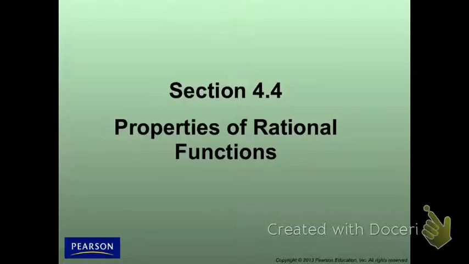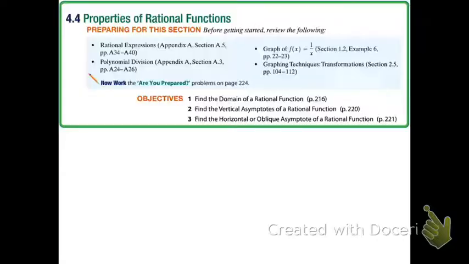Well, we've reached the halfway point of Chapter 4. We're here in Section 4.4, as you can see, Properties of Rational Functions. We're going to be talking today specifically about the domain of a rational function, and finding the vertical and horizontal asymptotes of a rational function, and that's where we're going to kind of camp out today.